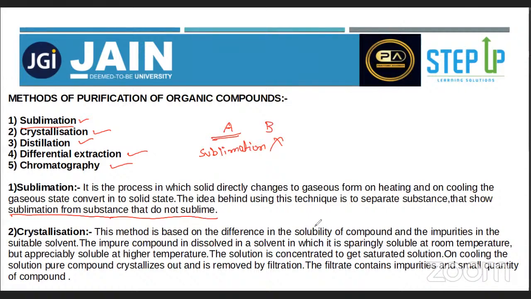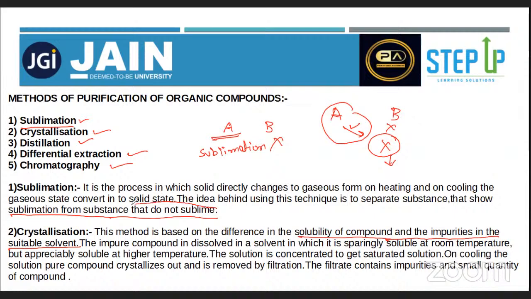Crystallization, this method is based on what? It is based on the solubility of the compound and the impurities in a suitable solvent. So you took solvent X; in X, A is getting dissolved, but B is not getting dissolved. So A will dissolve and stay in the solution. Later on, by some method like evaporation, decantation or sedimentation, we can take out this A from this X.